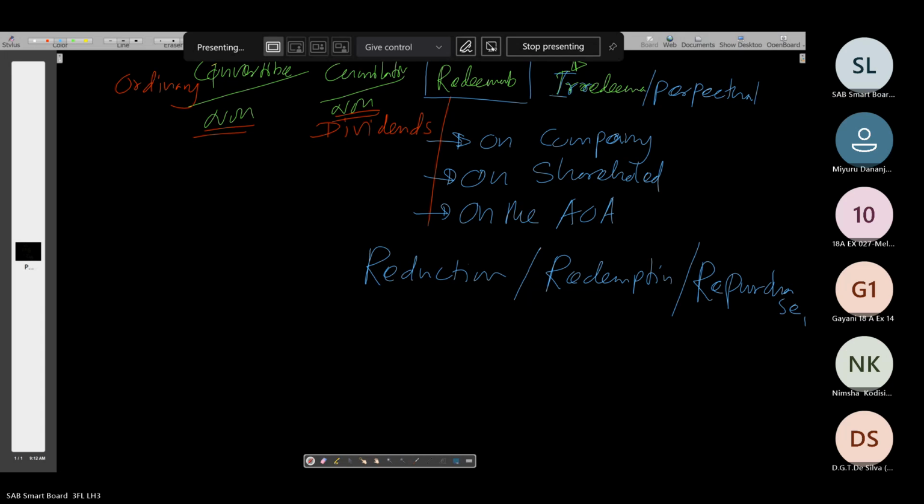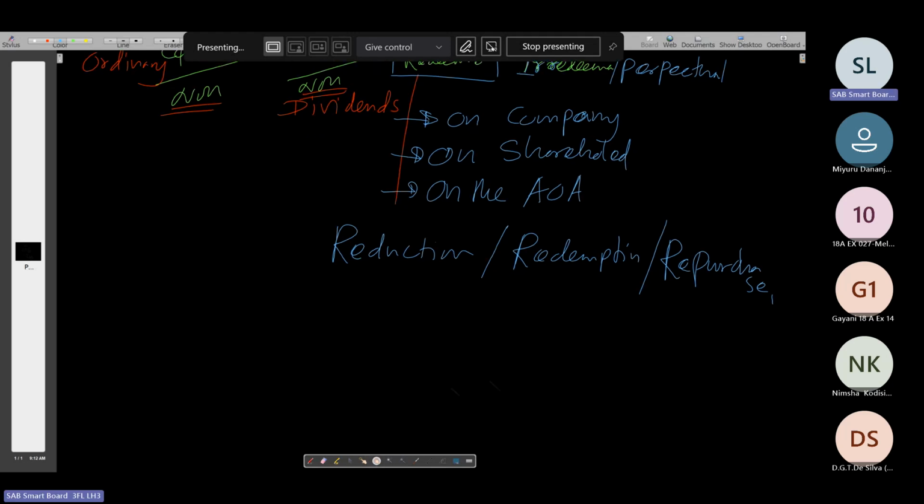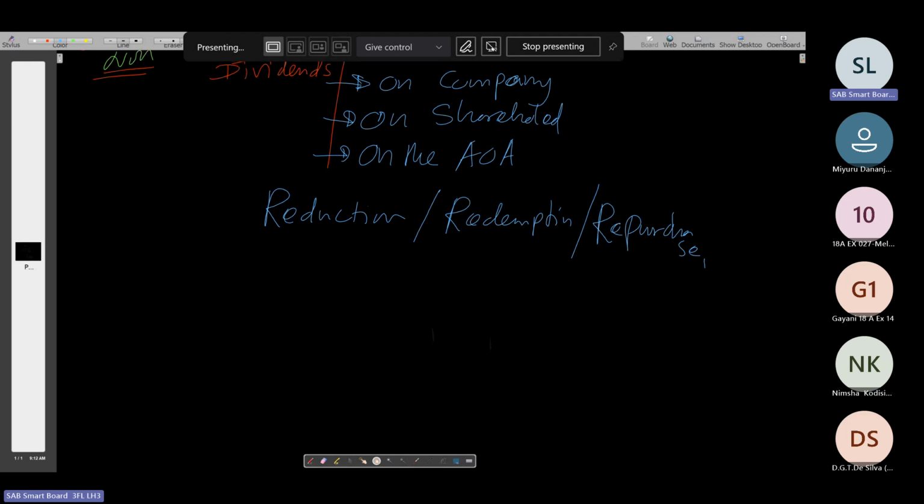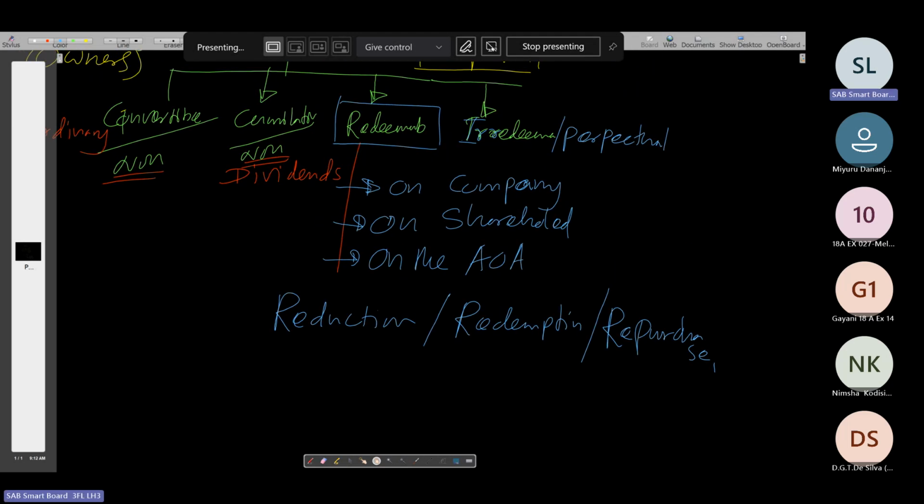Repurchase. Three terms we use here: reduction, retention, and repurchase. So we can consider these three terms. First of all, we have already discussed redemption. What do you think by redemption? Redemption means redeemable shares.